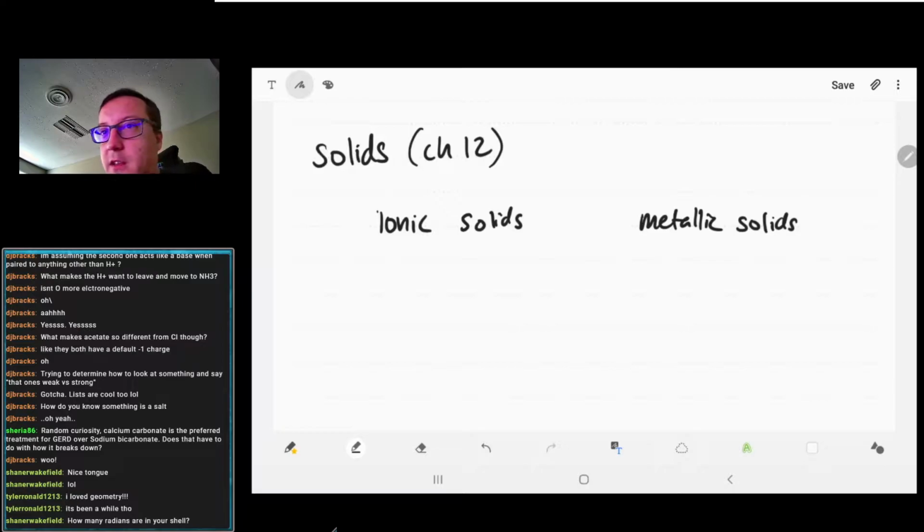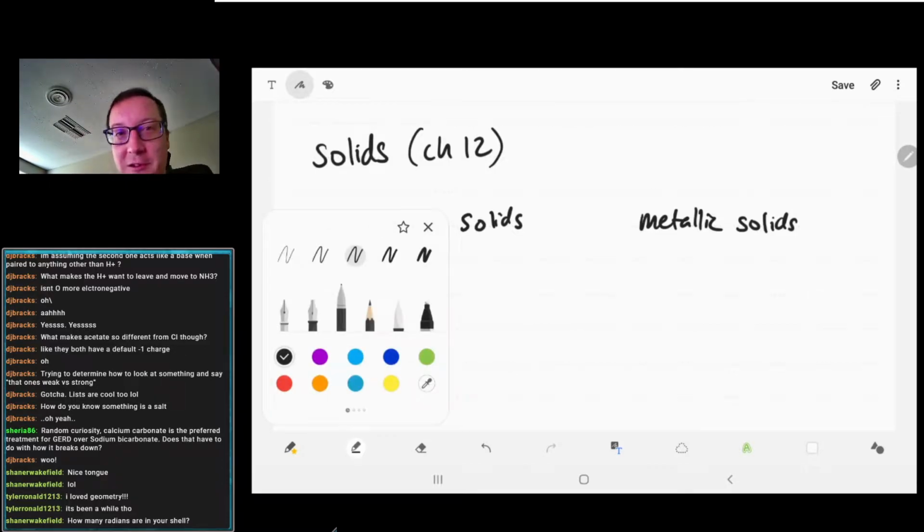How many radians are in your shell? Oh, ugh. Let's never speak of radians to me. How foul. Arcs and radians and bleh. No. I don't remember any of the circular geometry at all, so forget it.